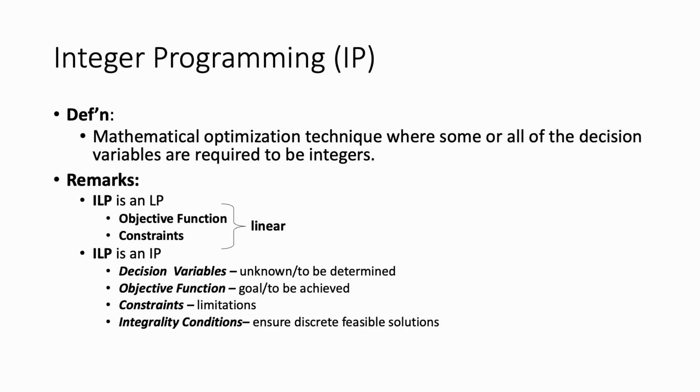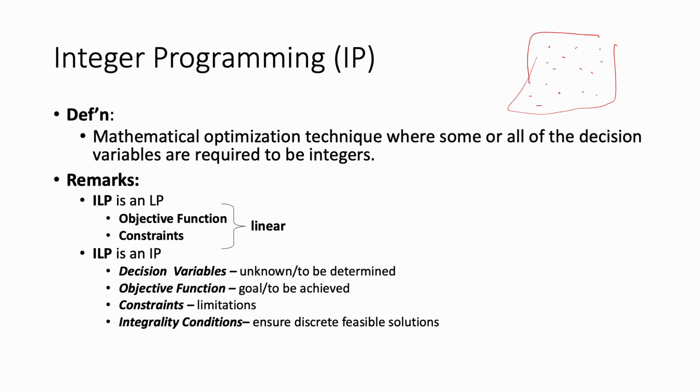The components in ILP are just the same as that of the LP, except for the integrality condition, which drastically changes the feasible region, since the feasible region of the ILP restricts the feasible region of the LP to consider only integer values. So, for example, if this is a continuous polygon that would represent the feasible region of the LP, all points in this region are considered feasible points.